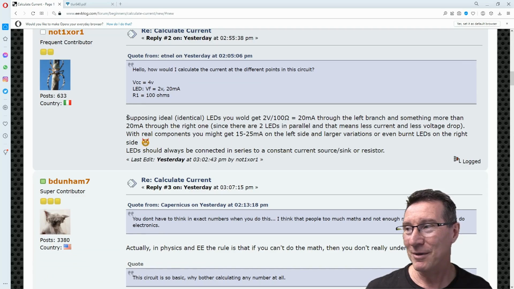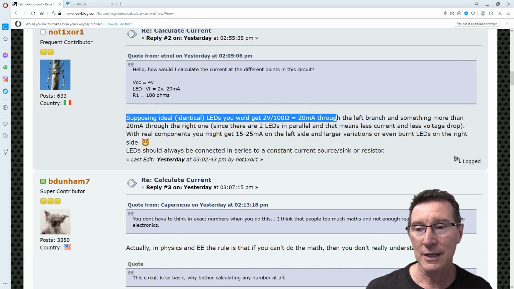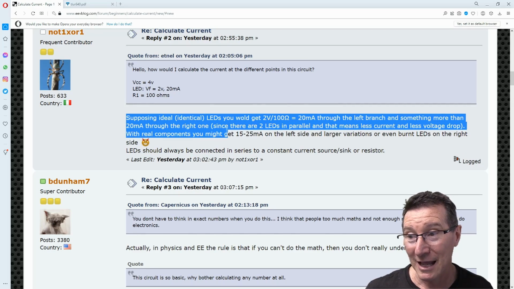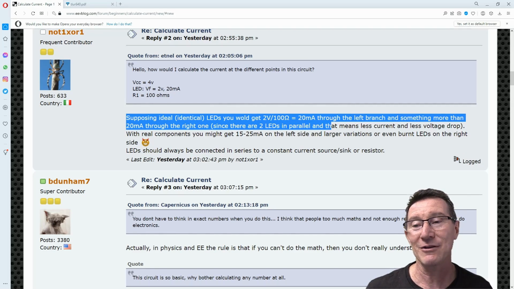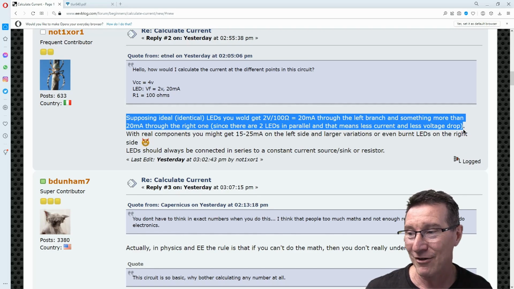So here comes the tricky bit, right, which not one person picks up. You would get 20 milliamps through the left branch with the resistor, of course, but he's saying you would get something more than 20 milliamps through the right one, seeing as there are 2 LEDs in parallel. That means less current and less voltage drop.